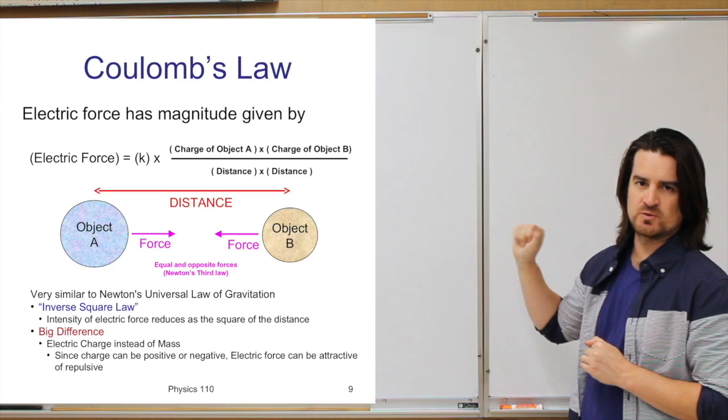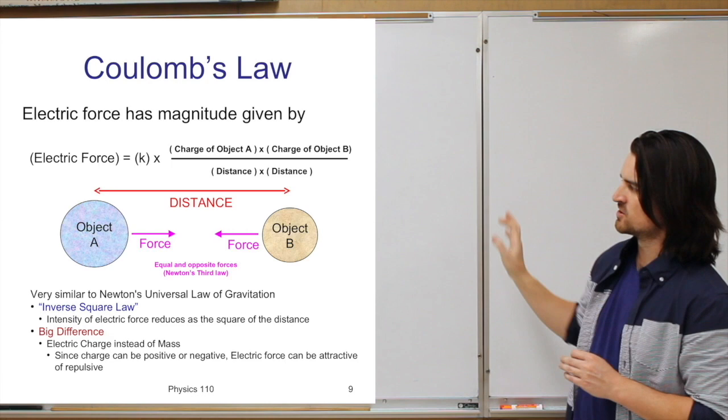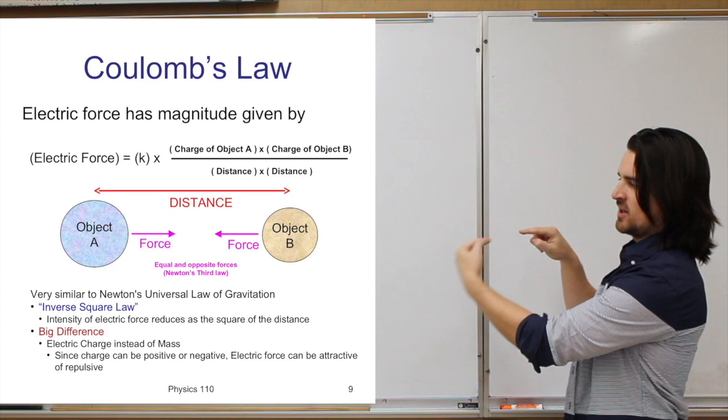If we looked at a picture where we have object A and object B, each of them is charged. It looks like they're oppositely charged because the forces are pulling towards each other. So maybe A is positively charged, B is negatively charged, and they attract each other.